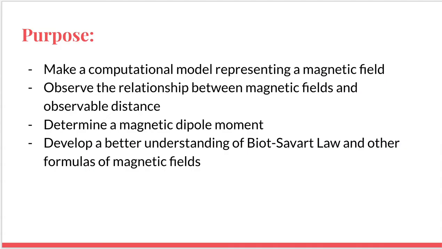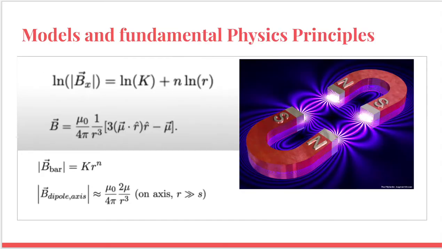So to get started, the purpose of this experiment was to make a computational model representing a magnetic field and to observe the relationship between magnetic fields and the observable distance. It was also to determine a magnetic dipole and to develop a better understanding of the Biot-Savart law and other formulas of magnetic fields. The models and fundamental physics principles used in this experiment are on the screen now.